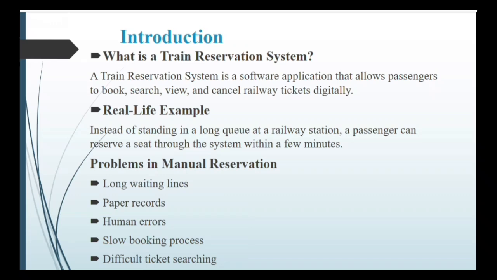First, we see the introduction. A train reservation system is a software application that helps passengers to book railway tickets digitally without going to the station physically. Basically, in traditional systems, passengers have to wait in long queues, fill forms manually, and sometimes face delays or errors. But with a computerized system, all these tasks become much easier and faster.